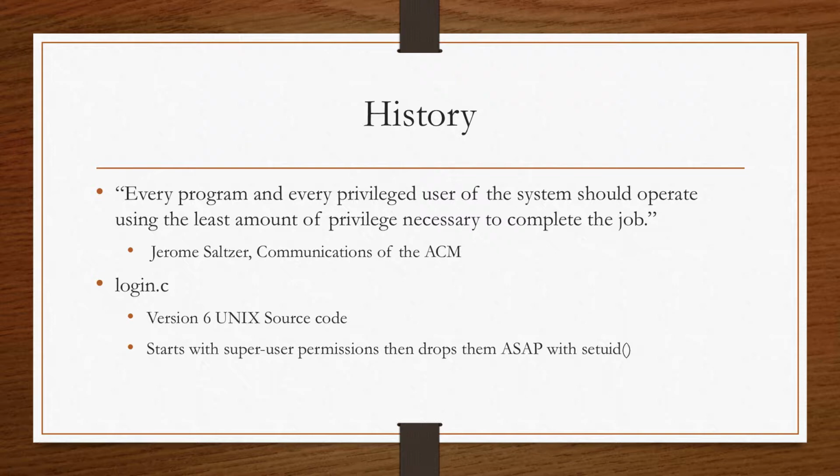Now, a couple years later, Unix version 6 was released, and in the login.c code, we could see that principle being applied. Essentially, the code starts with superuser permissions, so root level permissions, and as soon as possible it drops those permissions using the setuid function.